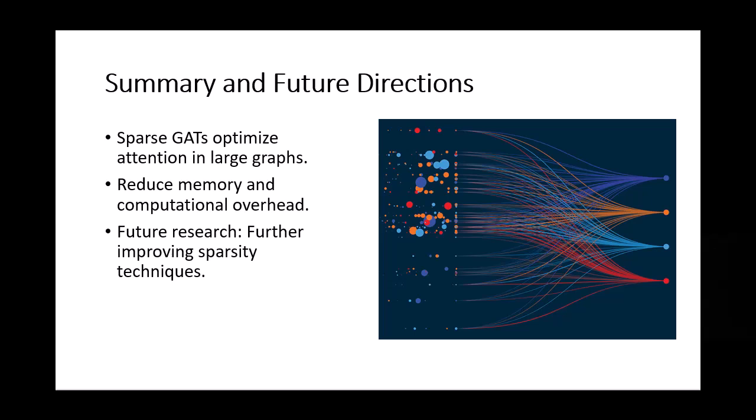So, in summary, sparse GATs are a crucial advancement in scalable graph learning, and we are still learning more. Future research will continue to refine sparsity techniques to further improve efficiency, because efficiency is what we are looking for. And probably research in quantum computing may help this out, but we look forward to what would happen.